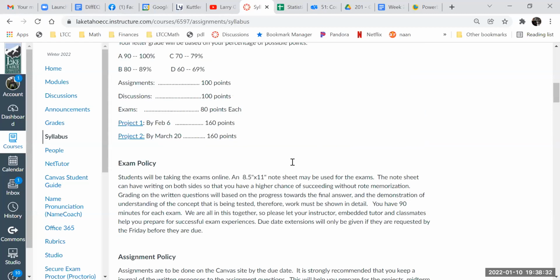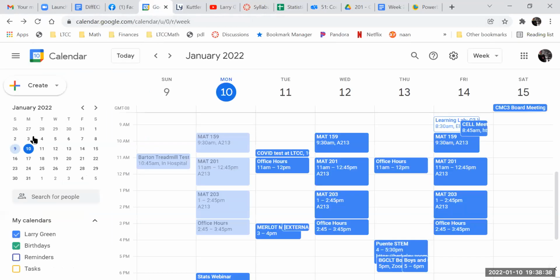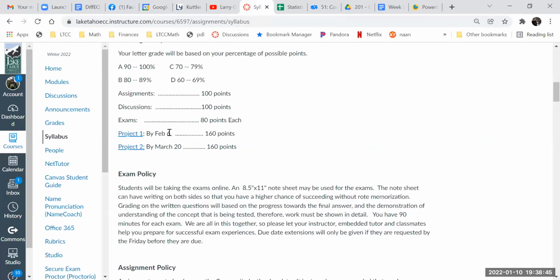Again, this is all in the syllabus. February 6th should be a Sunday, if I'm right. Let's see, January, February. Yep, February 6th is a Sunday. So the Thursday would be what? Three days before that would be February 3rd, 8 a.m.